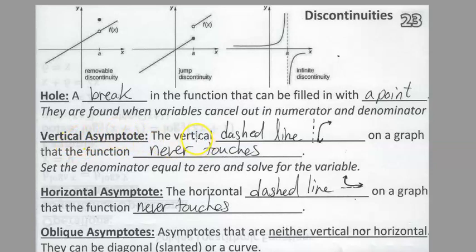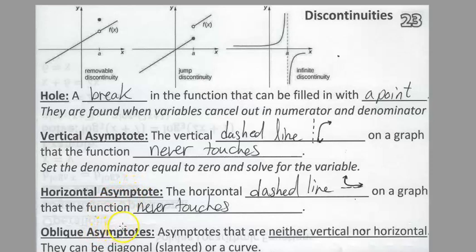Vertical asymptote: the vertical dashed line on a graph that the function never touches, like this. Set the denominator equal to 0 and solve for the variable. You'll also do that with rational functions. Horizontal asymptote: the horizontal dashed line on a graph that the function never touches. This is the one that we'll do with exponential functions. Vertical asymptotes are what you do with logarithmic functions. Together, you'll do both of those for rational functions, which is not in this unit.